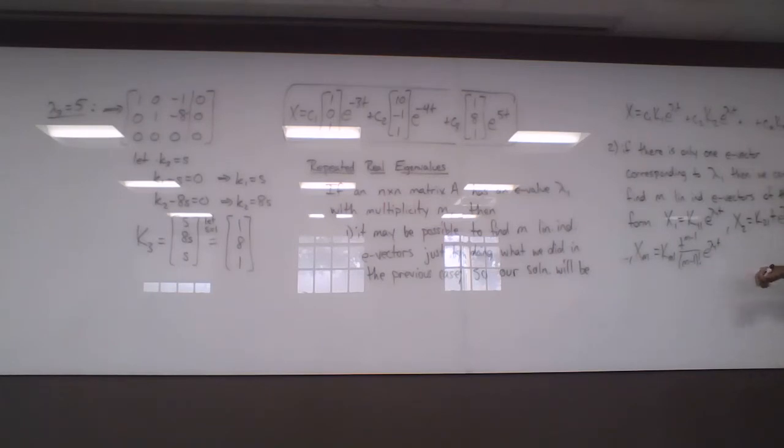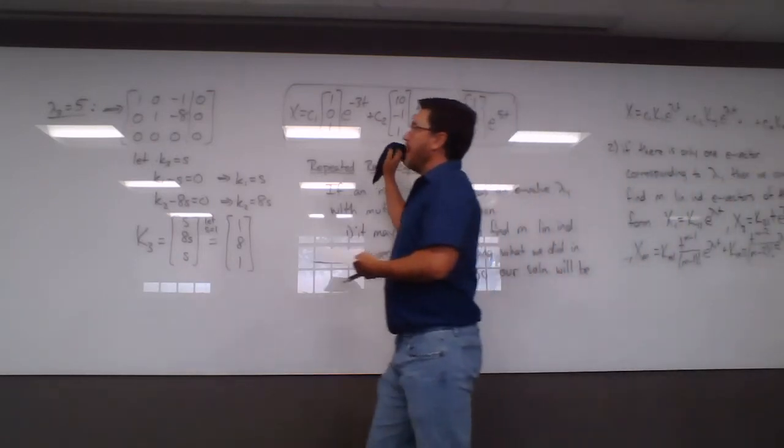And then plus all the way down to the stuff that we'll have here. So this would be km2 t to the m minus 2 over m minus 2 factorial e to the lambda 1t. And then all the way down to kmm e to the lambda 1t. It's not great when we see what we're talking about, but it looks more complicated than it actually is when we put it into practice.